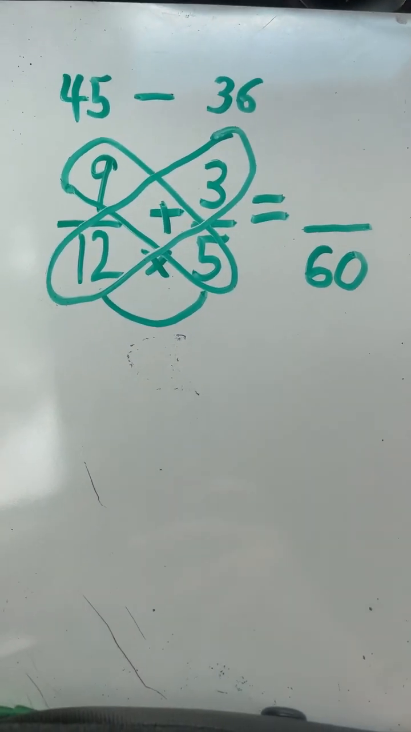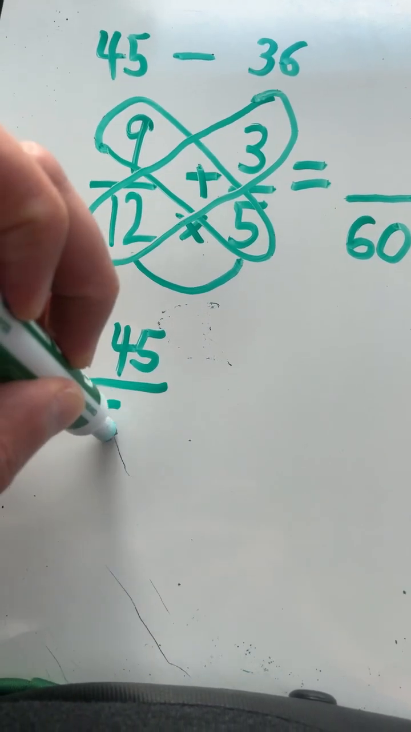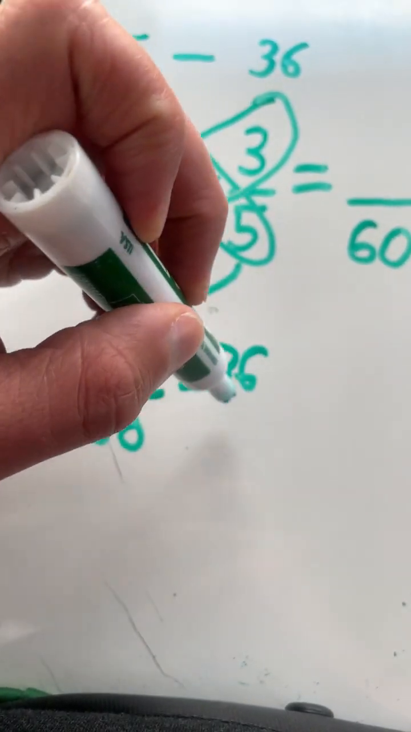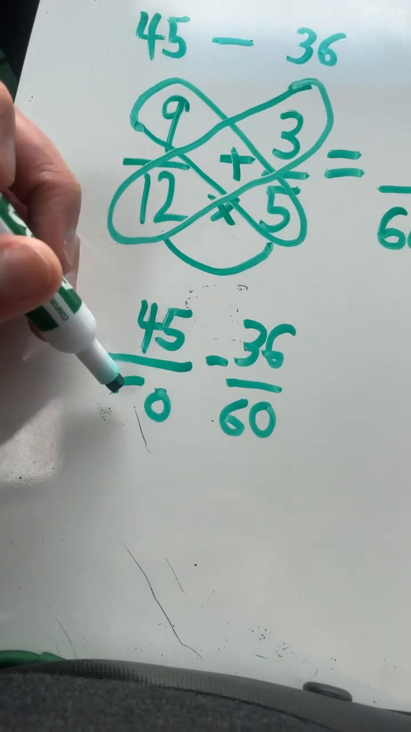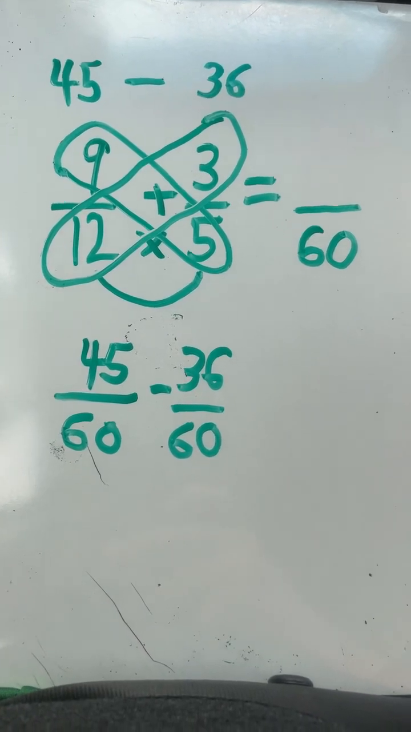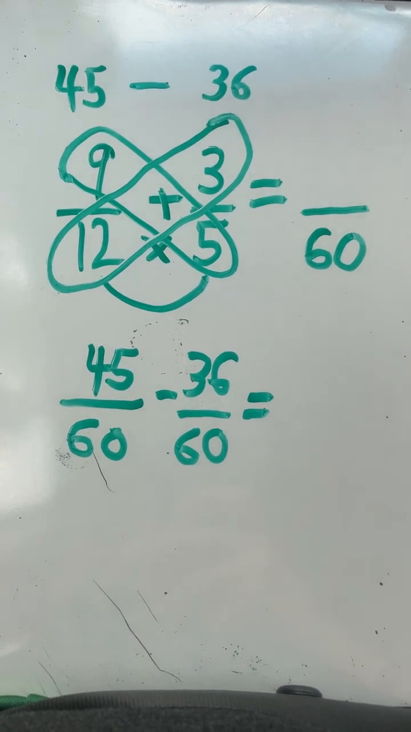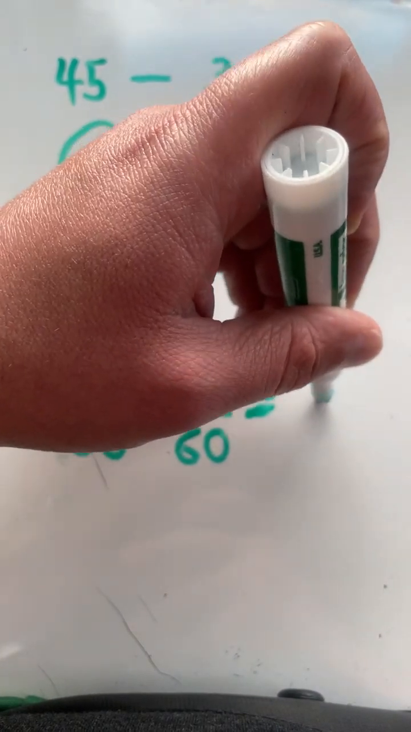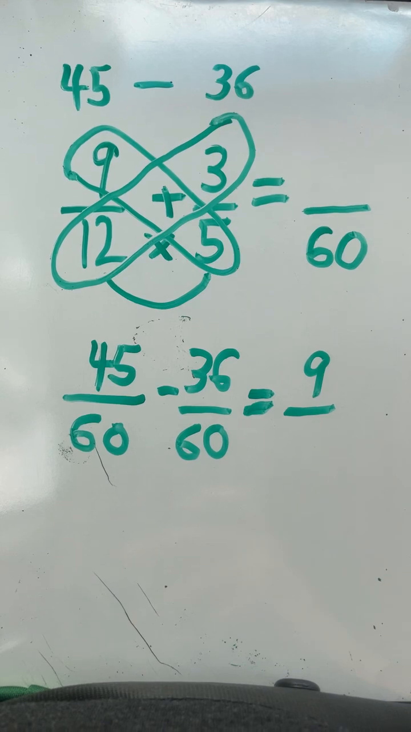So now our final step is to subtract the numerators. So we have 45/60ths minus 36/60ths. Let me make that 6 a little bit neater there. So now that we have a common denominator, now we can actually subtract the fractions. So 45 minus 36 equals 9. Our denominator stays the same.